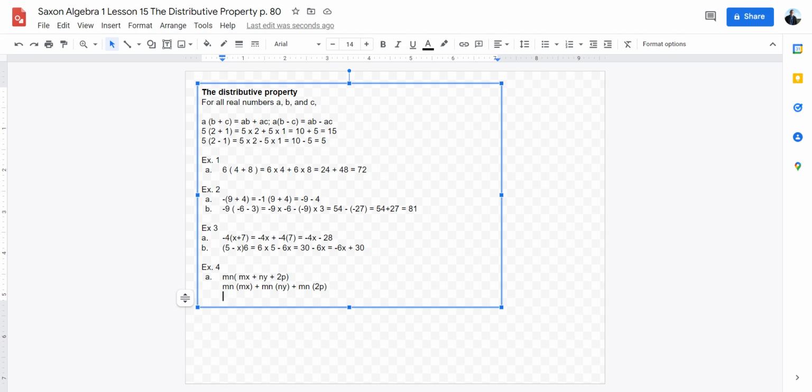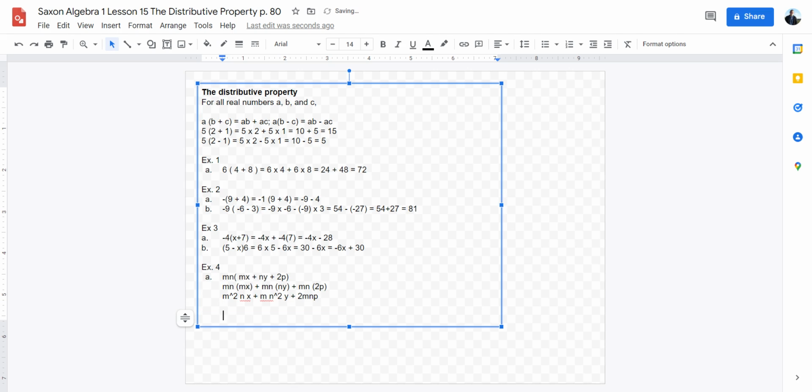m times m is actually m squared. So I'm going to have m squared in the first term times n times x, right? Because I just have one n and one x and they're all being multiplied together. So it's basically saying m times n times x, but I just put m squared together there. Plus, in my next term, I have n times n. So it's going to be m times n squared, m times n times y, okay? Plus, and then the last term, we always put coefficients in the front. So it's going to be 2 times mnp. And that is the correct way to simplify that.